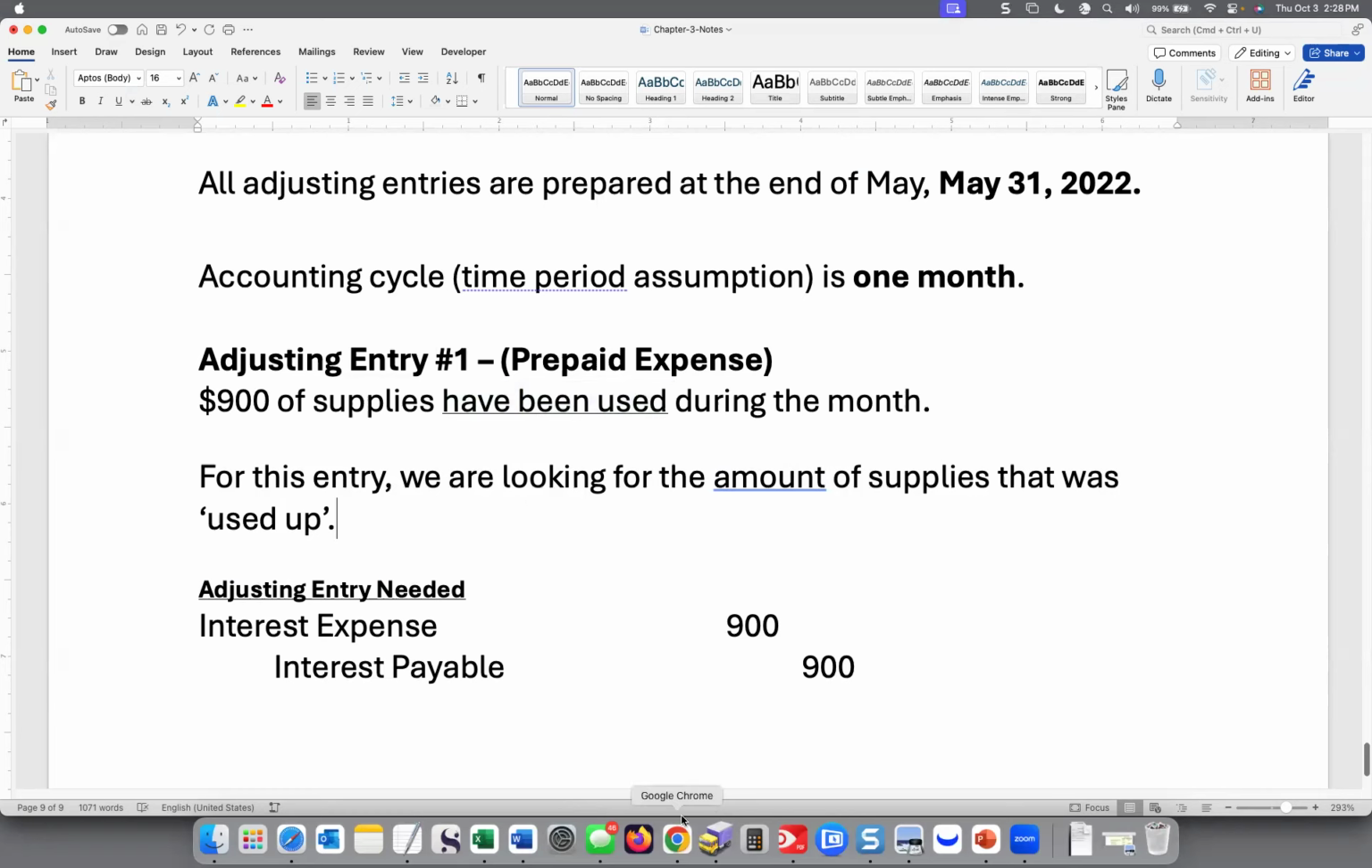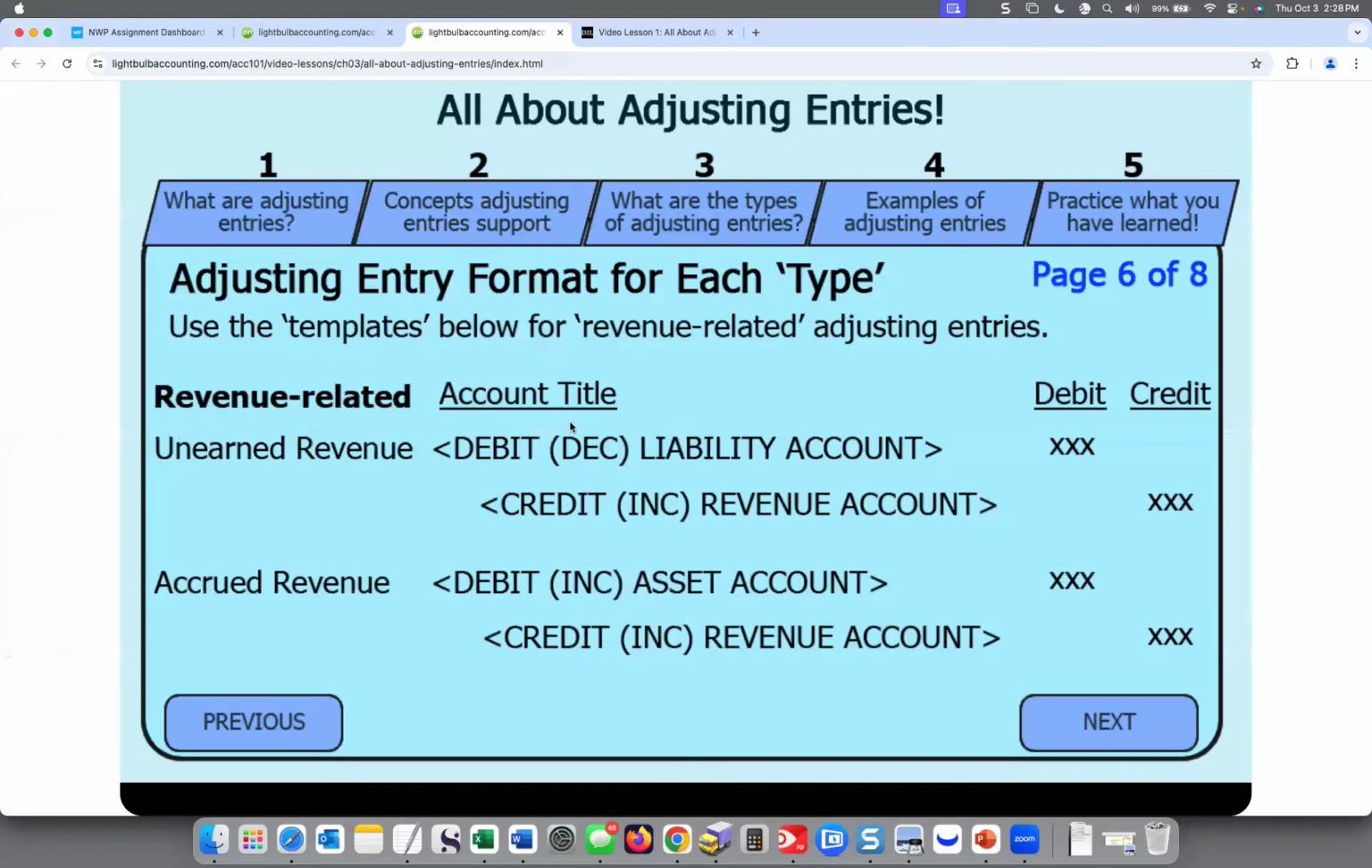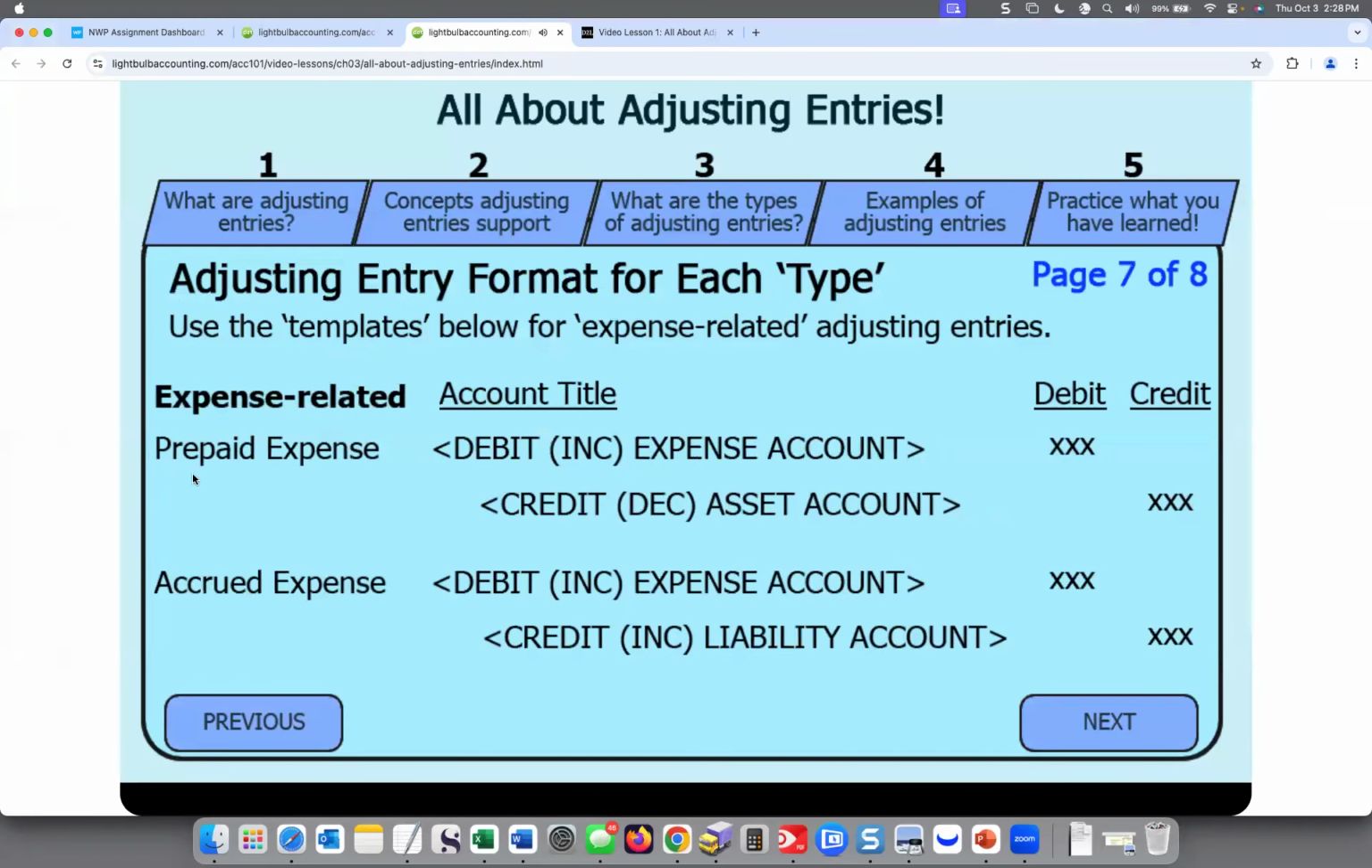Now we know we have a prepaid expense. All right. We go to the template for that. And there it is. All right. So you're going to debit an expense account and you're going to credit an asset account. All right. So when you're looking for an expense title, you take what it is that you're expensing and tack the word expense on it. So what are we using up? We're using up supplies. Yep. $900 worth. Exactly. So we'll take supplies and tack the word expense on. So supplies expense. There's your expense account.